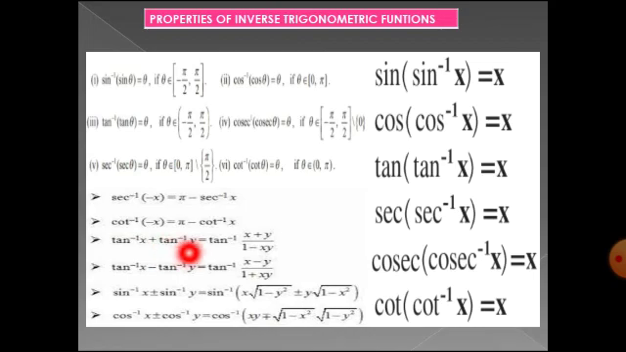Tan inverse of x plus tan inverse of y is equal to tan inverse of (x plus y) divided by (1 minus xy). Tan inverse of x minus tan inverse of y is equal to tan inverse of (x minus y) divided by (1 plus xy). Sine inverse of x plus or minus sine inverse of y: both the formulas we have taken here, both the properties included in one. Sine inverse of x square root of 1 minus y square plus or minus y square root of 1 minus x square.